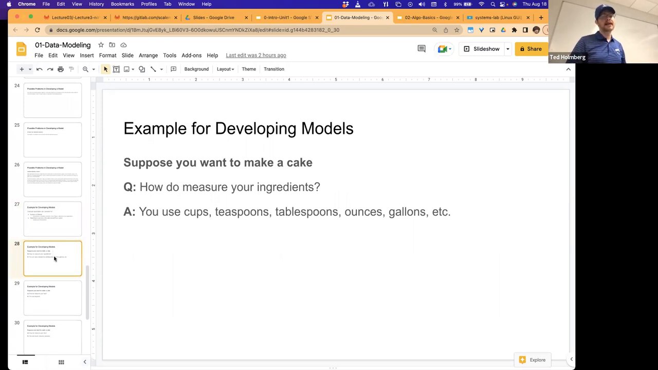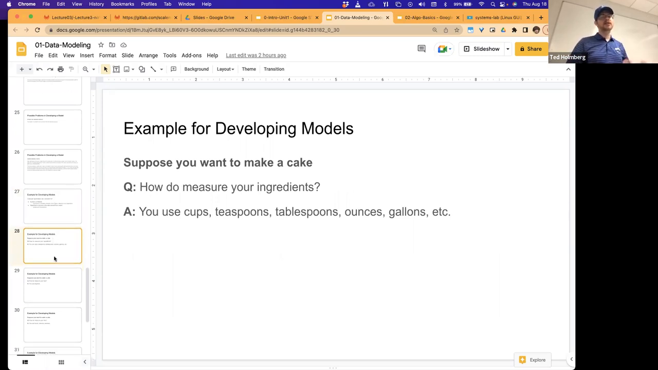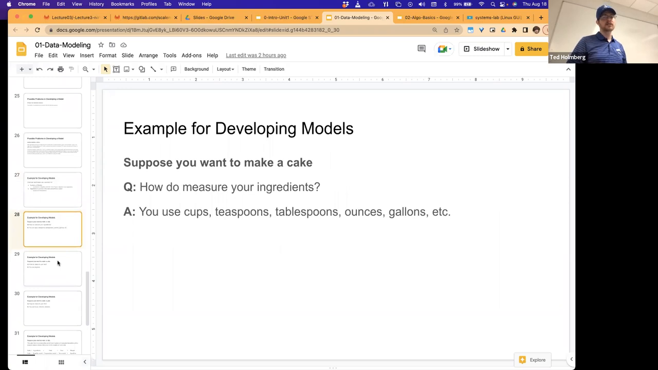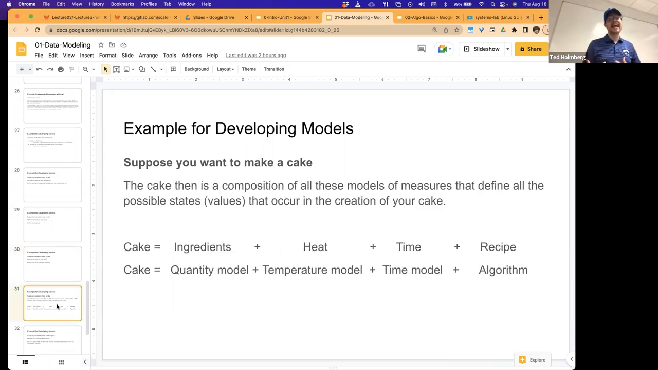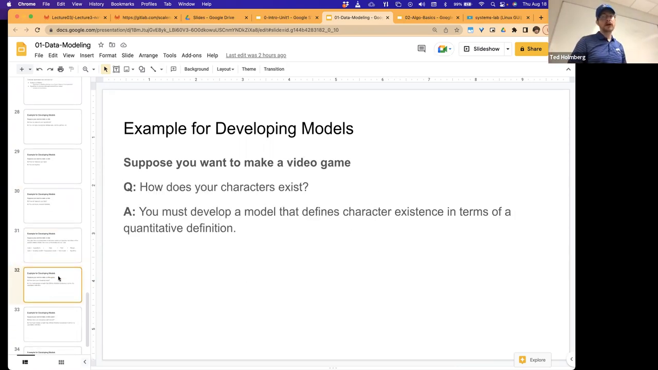For instance, with our cake, if we wanted to make a cake, we have to define how we measure our ingredients, how we measure our heat, and how we measure our time. Those are three different models. If you were to express a cake as a composition in a software application, that would be a quantity model plus a temperature model plus a time model plus the algorithm, the sequence of steps.